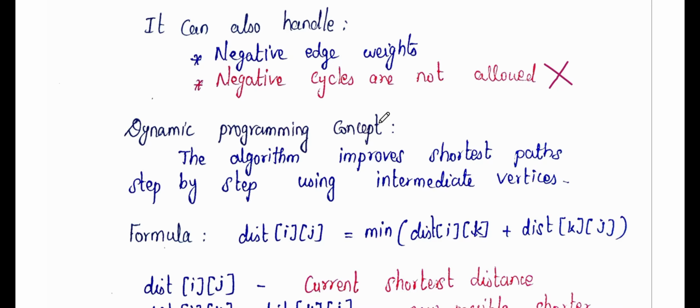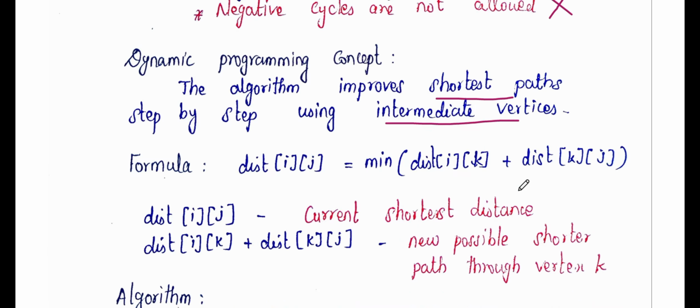So what is the dynamic programming concept in this algorithm? The algorithm improves shortest paths step by step using intermediate vertices. We update the distance by finding the shortest path based on the intermediate vertices. Here one formula is there: distance of i comma j, in matrix format, is the minimum of distance of i comma j and distance of i comma k plus distance of k comma j. Here k is the intermediate vertex, and i to j is the direct path. We update the shortest path based on the intermediate vertex k.